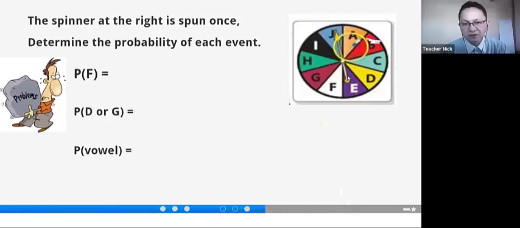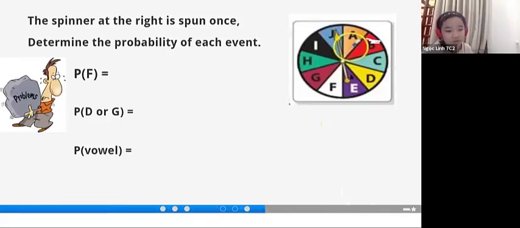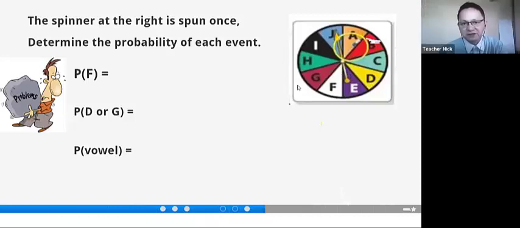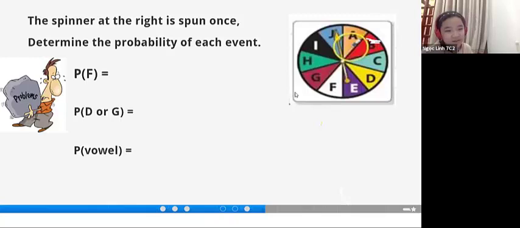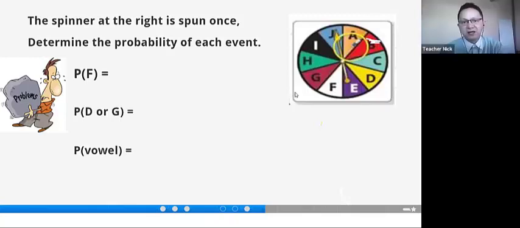Or we can write this in decimal. What's this in decimal? 0.1. In percentage? 10%. So it will say 1 out of 10, 0.1, or 10%. How about the next one: the probability of D or G?